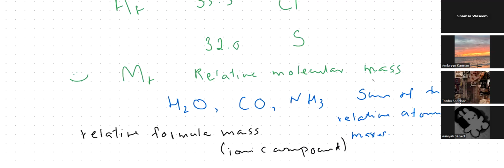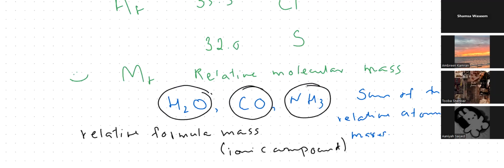Let's see how you are going to calculate it. We're just going to give some examples. Like water is going to be the relative molecular mass, right? It's a covalent compound. We will calculate the relative molecular mass for carbon monoxide, covalent compounds. We will calculate the relative molecular mass of ammonia, also a covalent compound. But if I'm calculating MR of sodium chloride, sodium chloride is an ionic compound, you know? So what did I say? Its symbol will be the same, MR, but how are you going to pronounce it? We're just going to say that this is going to be relative formula mass. Okay?